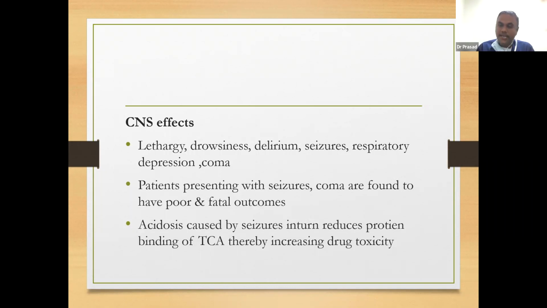Then dry skin and mucous membranes are one strong clinical feature. Then reduced GI motility leading to ileus, toxic megacolon, or even a perforation is another strong clinical feature which indicates strongly towards the diagnosis of anticholinergic drugs overdose.